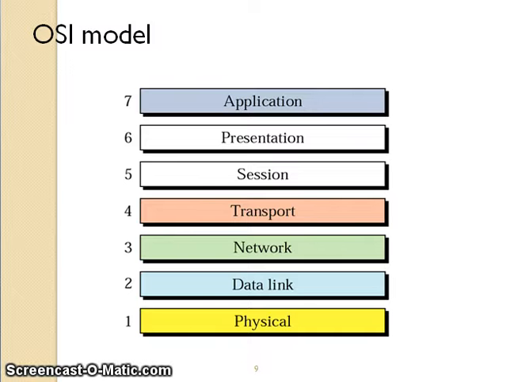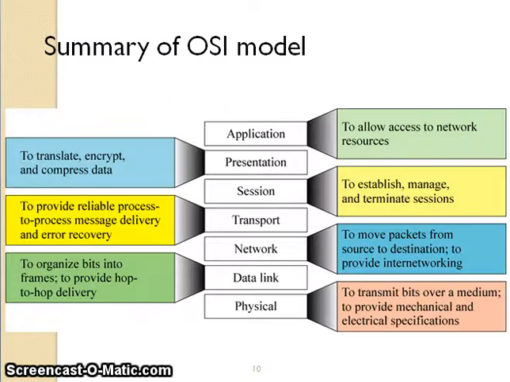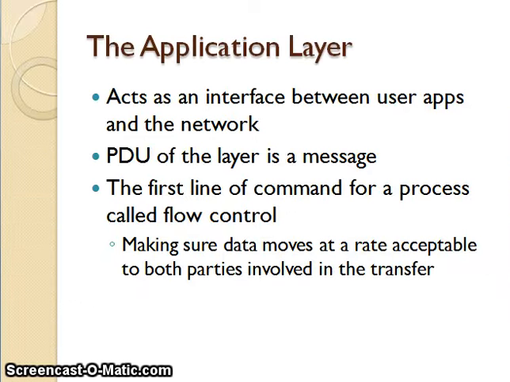These are all the representations of the OSI model. The summary of the OSI model is the responsibilities of each and every layer. The application layer is responsible for allowing access to the network resources, and the presentation layer is responsible for translating, encrypting and compressing the data. Each and every layer has its own responsibilities, and first of all we will discuss the application layer.